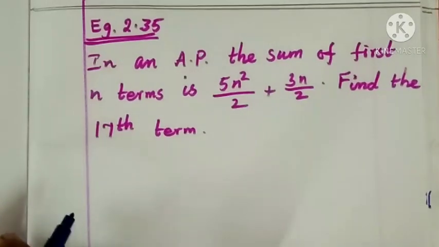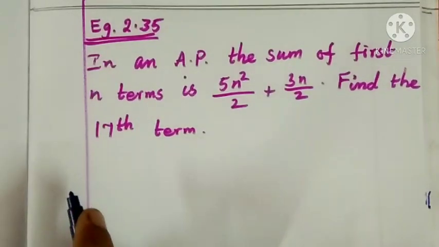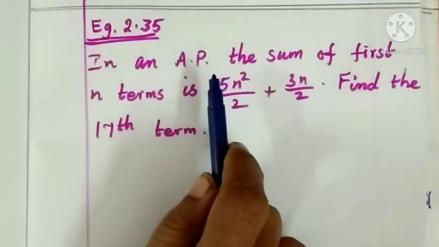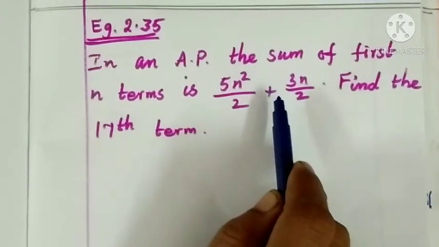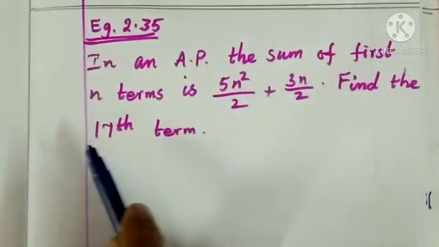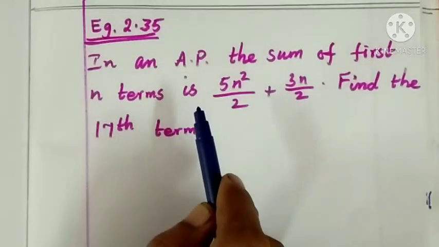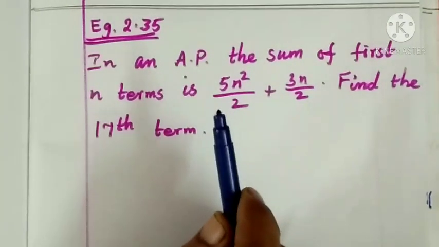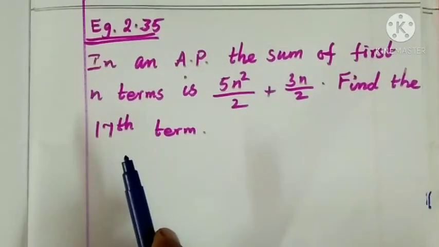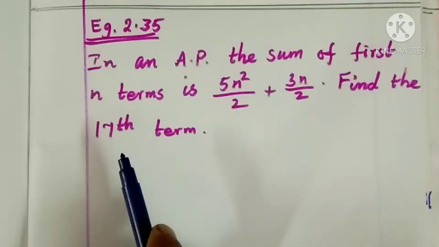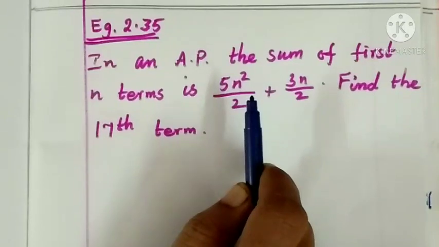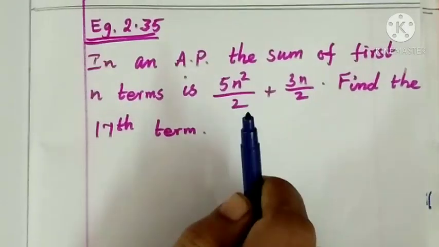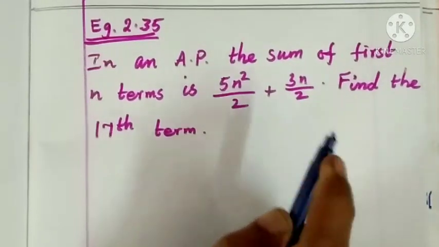Now we move on to the next example, 2.35. See the question. In an AP, the sum of first n terms is 5n squared by 2 plus 3n by 2. Find the 17th term. In this question, the sum of first n terms is given. We have to find the 17th term, that is T17. For this, first you have to find T1, T2, then find the common difference and apply the nth term formula. Let us do the solution.